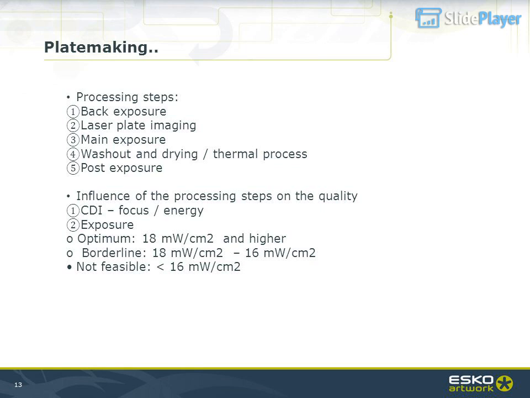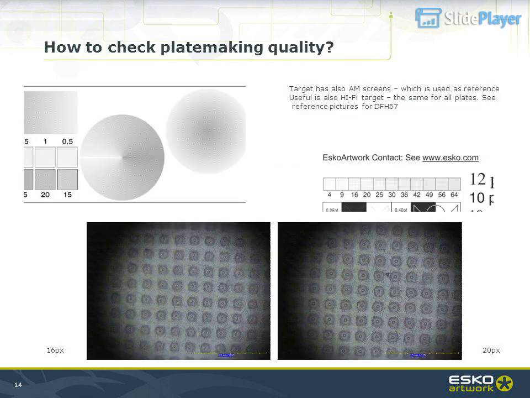The best preparation of the file, with some problems during plate processing, causes bad results during printing. Also temperature is very important: exposure needs to be cooled, and the temperature of lamps and table has an influence. How to check plate making quality.